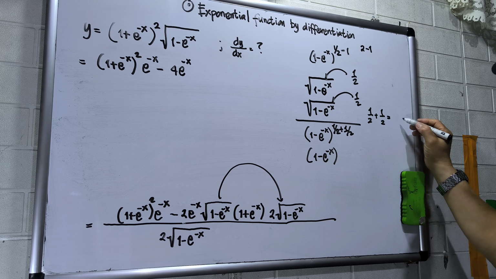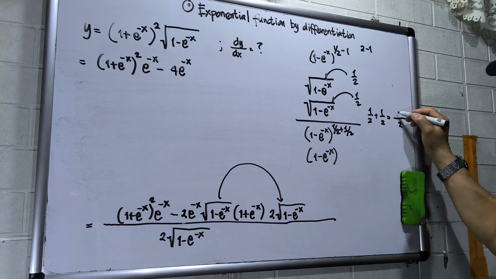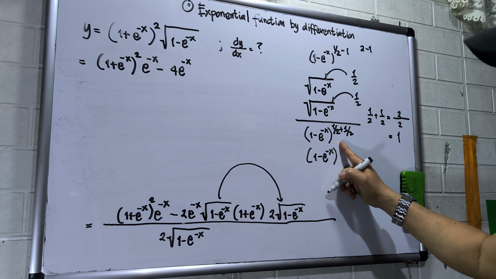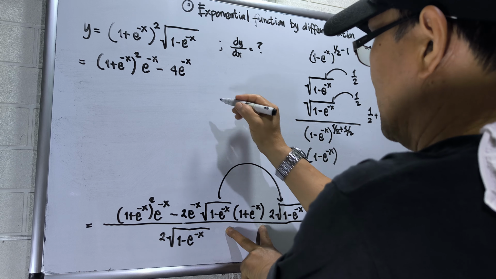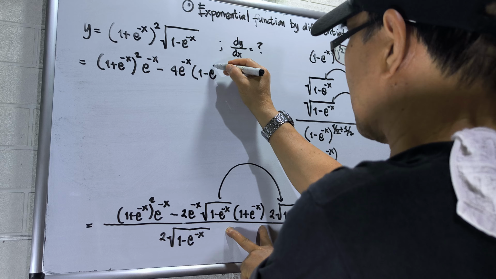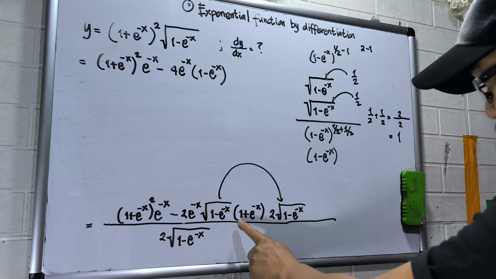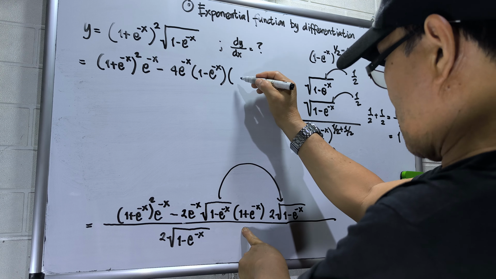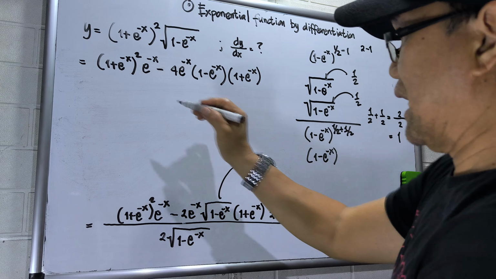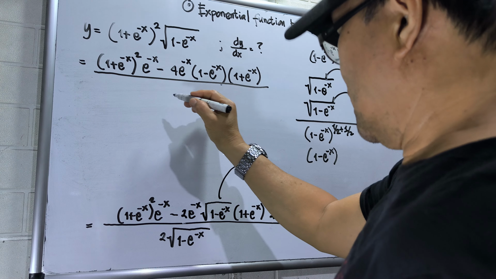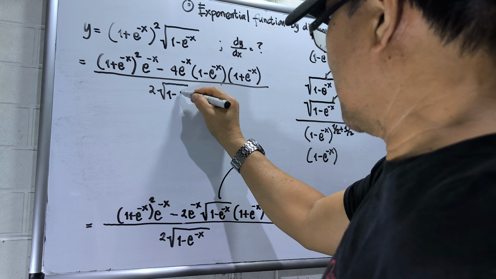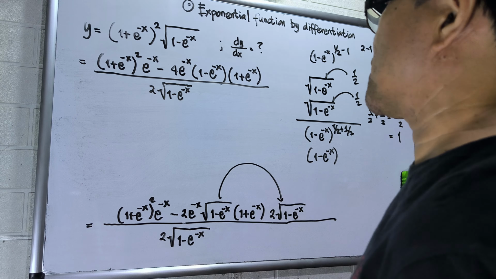Okay? Similar fraction, common is 2. Then 1 plus 1 is 2. 2 divided by 2 is 1. So this is 1 in here. Okay? So this will be circle brackets 1 minus e raised to the negative x. And then this one also, circle brackets 1 plus e raised to the negative x. Okay? Then the LCD is 2 times square root of 1 minus e raised to the negative x.